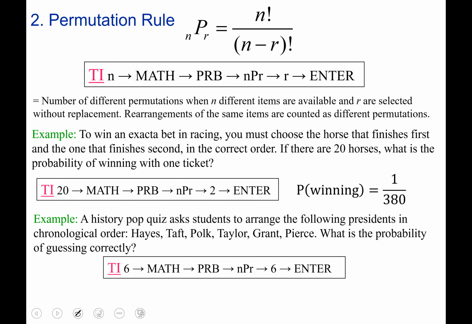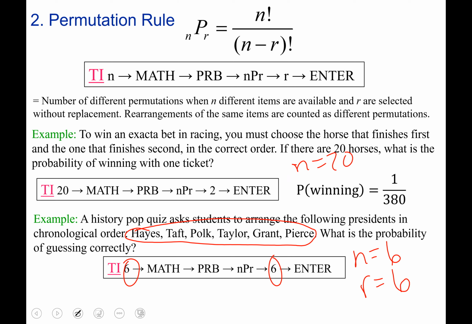Okay, we have 6 items to choose from. 6 presidents there. And in this quiz, we have to choose all 6. So that's why you see 6, choose 6. So n equals 6 in this question, and r also equals 6 in this question. Above, n equaled 20, and r equaled 2. And that's okay. If you have to choose 2 of the items, that's fine. And if you have to choose all of the items, that's fine too. This permutation rule works. Okay, so go ahead and pick up your calculator again.